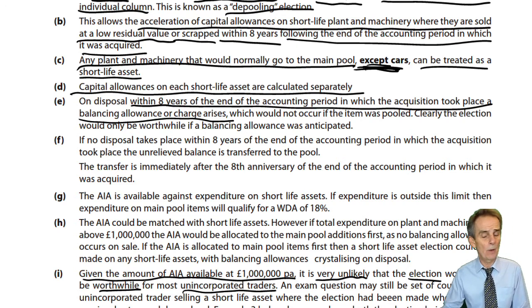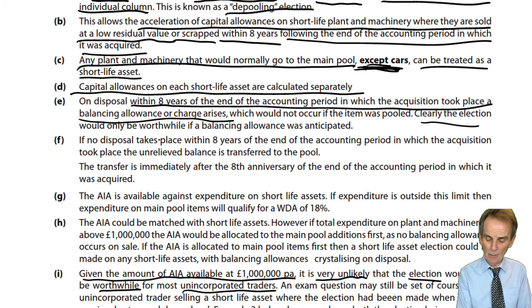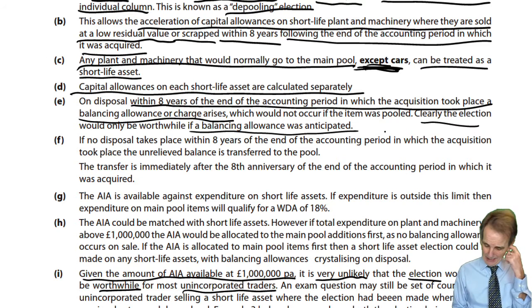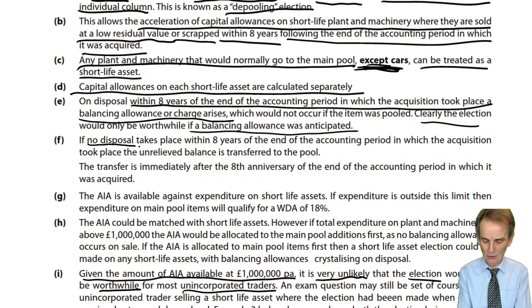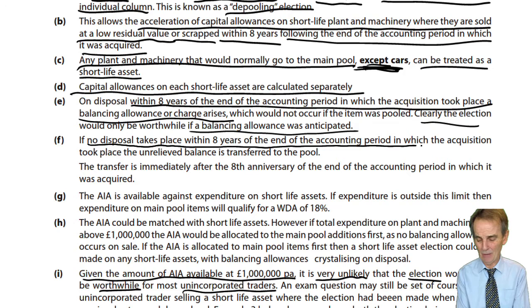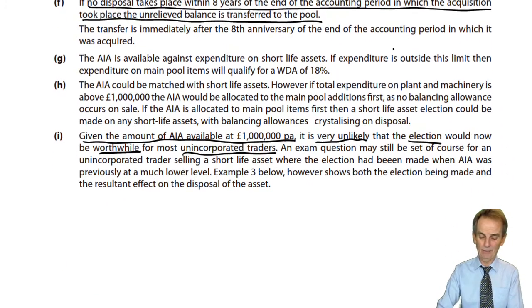Again, though, we'll be only making this election if in the accounting period when bought, the expenditure levels had gone over the AIA limit. Currently very unlikely, as we say, because it's £1 million. Clearly, as we said, the election would only be worthwhile if a balancing allowance was anticipated. Now, I don't think it's going to be an issue for you, but we made the depooling election and it transpires we don't actually sell. We keep. So if no disposal were to take place within 8 years of the end of the accounting period in which the acquisition took place, the unrelieved balance would be transferred back to the pool. Again, not an issue I think we need to worry about.